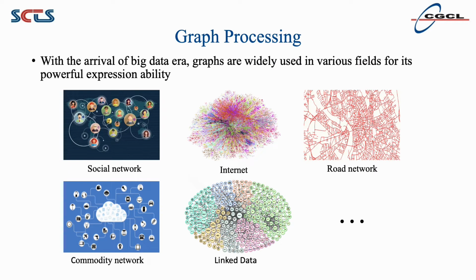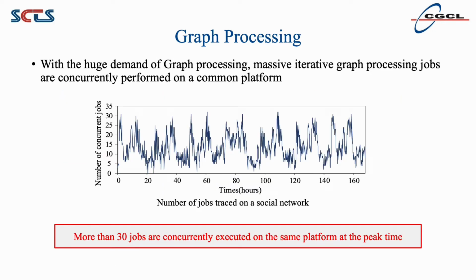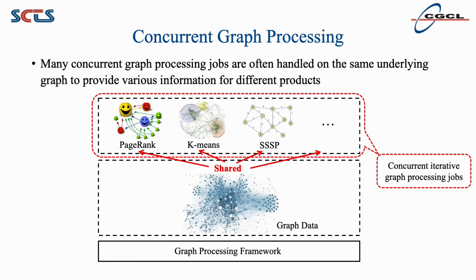With the arrival of the big data era, graphs are widely used in many fields, such as social network analysis, commodity recommendation, transportation, and so on, because the data structure of graph has powerful expression ability. In addition, with huge demand of graph processing, a large number of graph processing jobs run concurrently on a common platform. This picture shows the variation of the number of jobs within 1 week traced from the real Chinese social network. We can find that more than 30 jobs are executed concurrently at the peak time. In particular, these concurrent graph processing jobs are usually handled on a common underlying graph to serve different products.